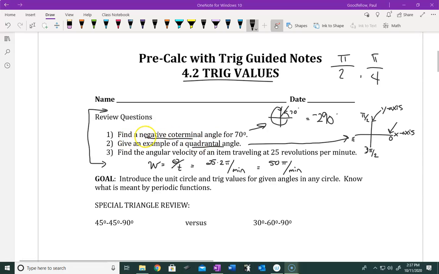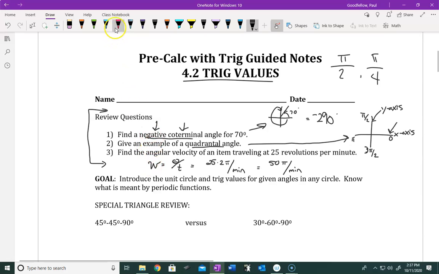The first question says find the negative coterminal angle for 70 degrees. Remember that we want a negative one, and we want to find the same place where it terminates, in exactly the same spot. So 70 degrees, since it's in the first quadrant, I would rotate it the other direction to make it negative, and all I did was take 360 and subtract 70 from it, and got negative 290 degrees.